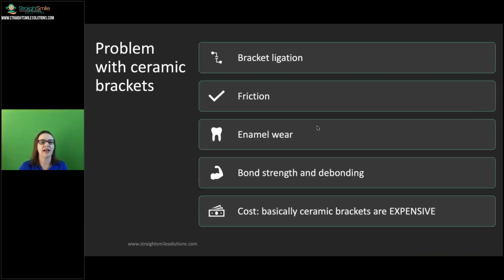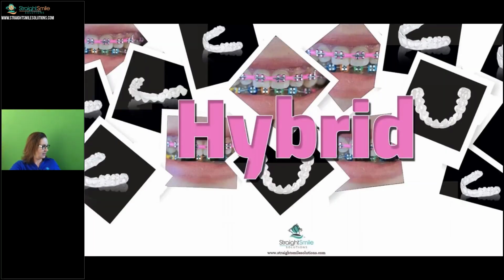And again, ceramic, we talked about, one of the problems with that is the friction. They're higher profile. They can wear the opposing enamel. They're a big pain to get off. It takes way longer to debond a case, and they're expensive. I have some ceramics here. You can see, obviously these placement dots go away, but they're definitely higher profile than the other ones.